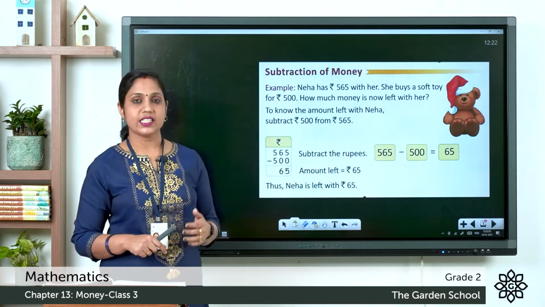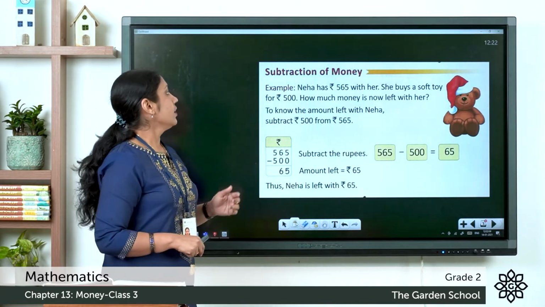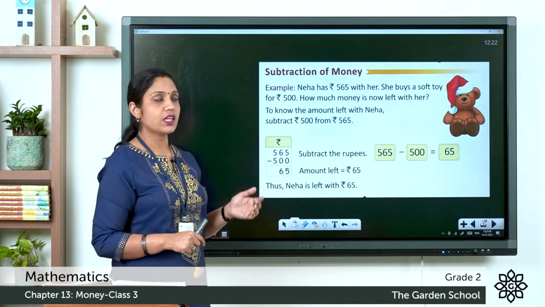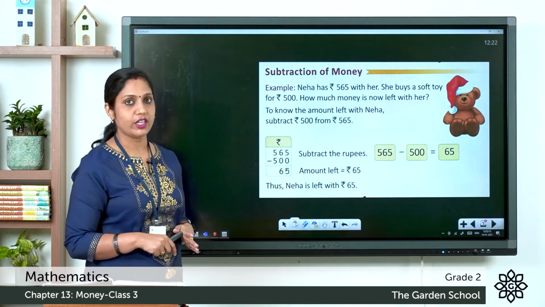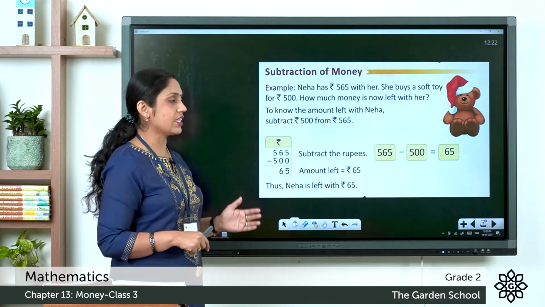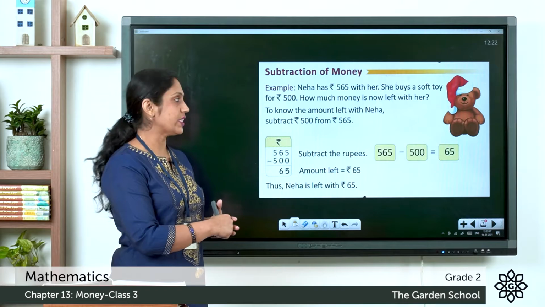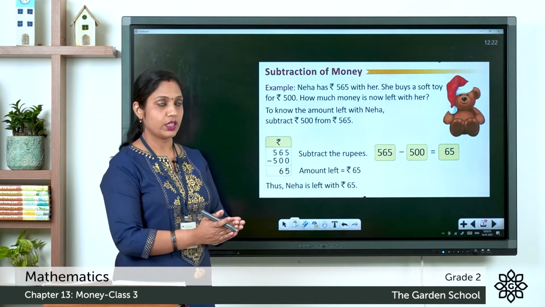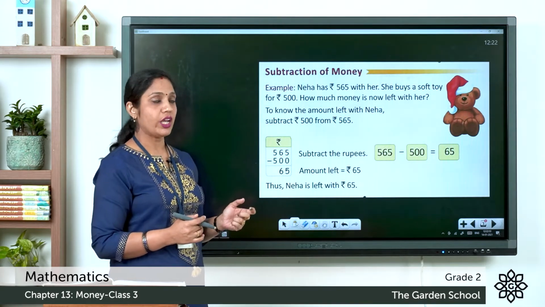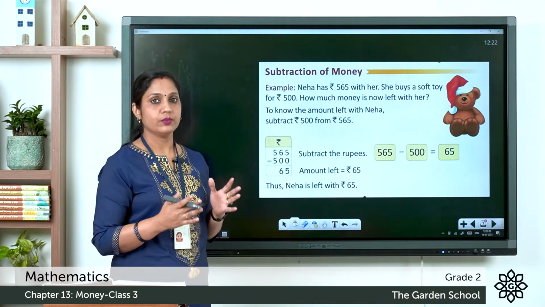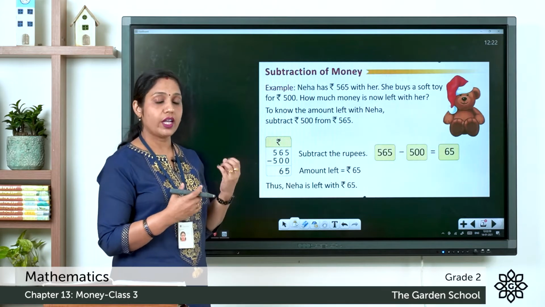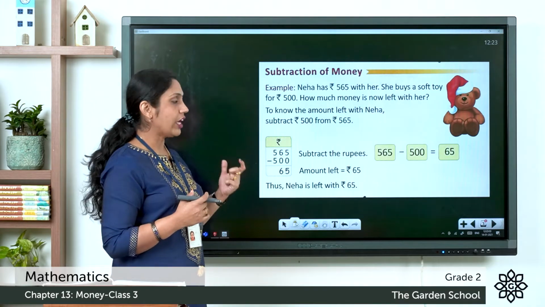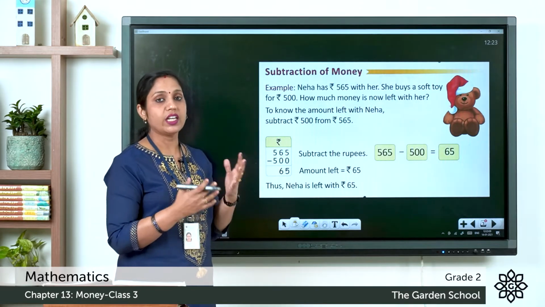In your textbook, we can see an example. Let's read that. Neha has rupees 565 with her. She buys a soft toy for rupees 500. How much money is now left with her? So what is the question? Neha is having 565 rupees with her and she buys a soft toy which costs 500. Which is greater? 565 is greater. That is what Neha is having.